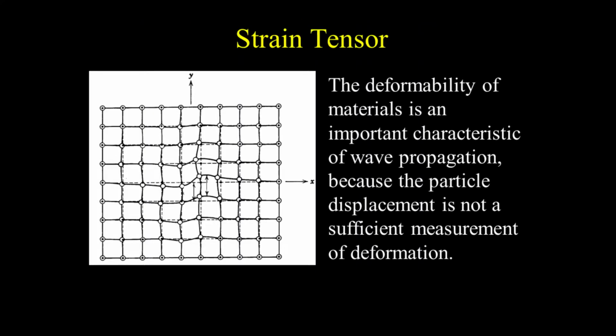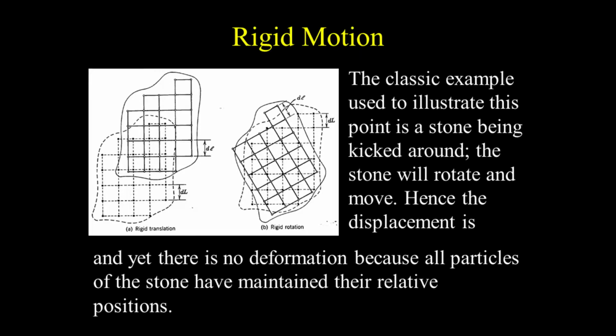The deformability of materials is an important characteristic of wave propagation because the particle displacement is not a sufficient measurement of deformation. The classic example used to illustrate this point is a stone being kicked around. The stone will rotate and move, hence the displacement. And yet there is no deformation because all particles of the stone have maintained their relative positions.